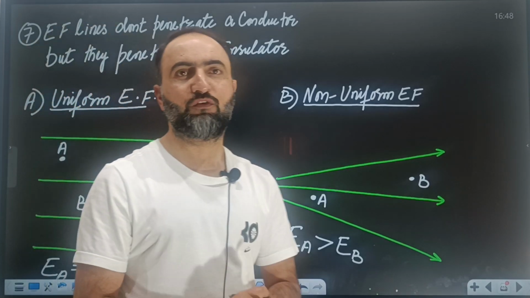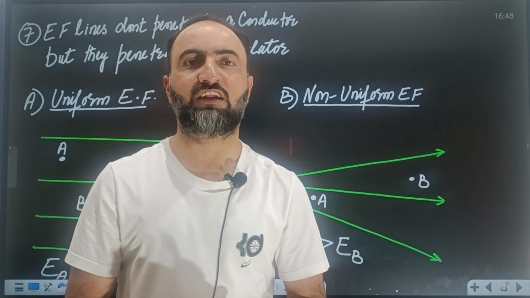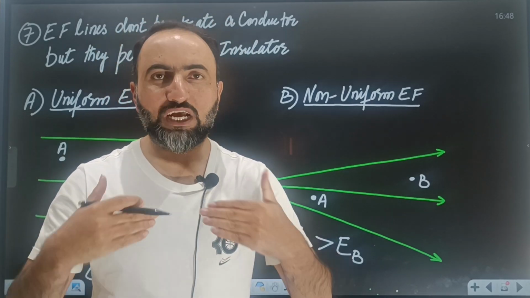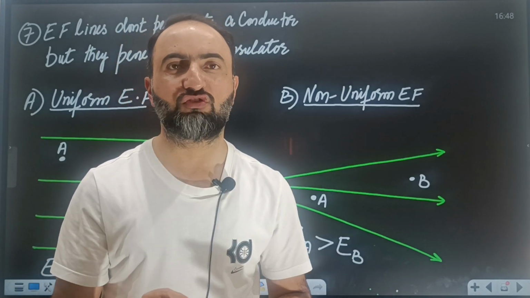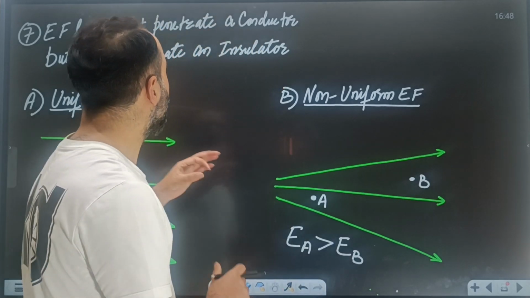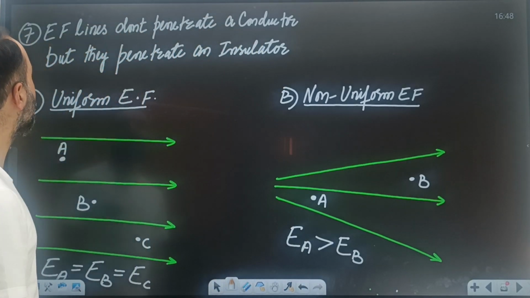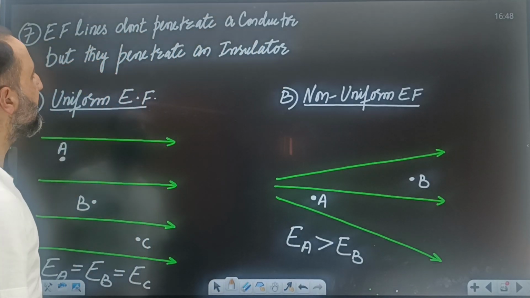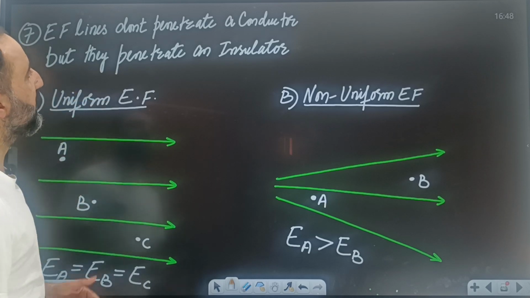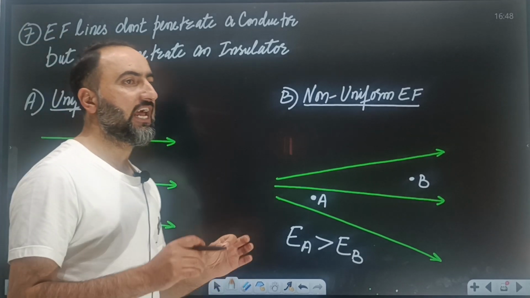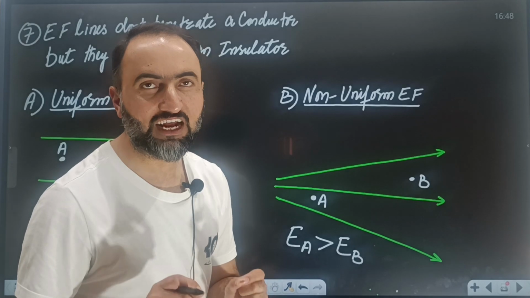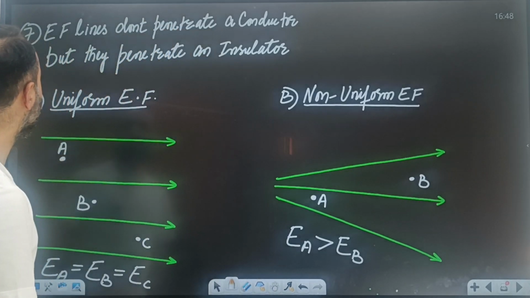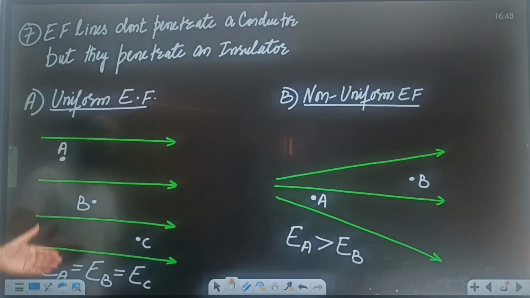Simple सी बात है. For example, if you take a conductor, inside the conductor the electric field is equal to 0, which will be more clear later on जब हम पढ़ेंगे electrostatics of conductors. ठीक है ना. So inside a conductor electric field is always equal to 0 and hence the electric field lines cannot penetrate a conductor but they penetrate an insulator. Inside the insulator the electric field is not equal to 0 but inside a conductor electric field is always equal to 0. ठीक.